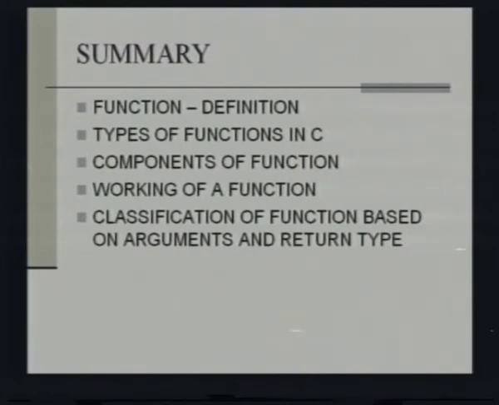And classification of functions based on the arguments and return type is what we had seen. A function need not have arguments as well as return type. It may have one or more arguments and no return type. It may have no arguments but it may have a return type. It may have both the arguments as well as the return type. So in all these forms we can declare and use functions in C. So these are the basics of the functions. We will be seeing functions in detail in the next sessions.